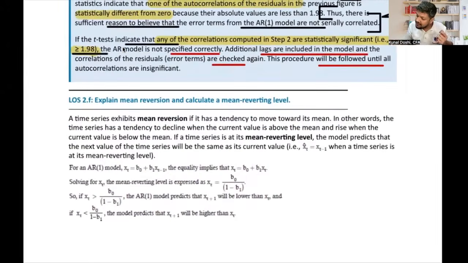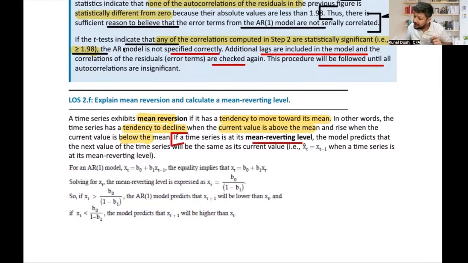So, what will happen when there is a mean reversion? Mean reversion means there is a tendency to move towards its mean. It means if the current value is above the mean, it will go down, right? So the value will decline if it is above the mean. If the value is below the mean, it will increase, right? This is called mean reverting. And in time series, if there is mean reverting, it means the predicted value of X cannot go far away from the actual value of X.